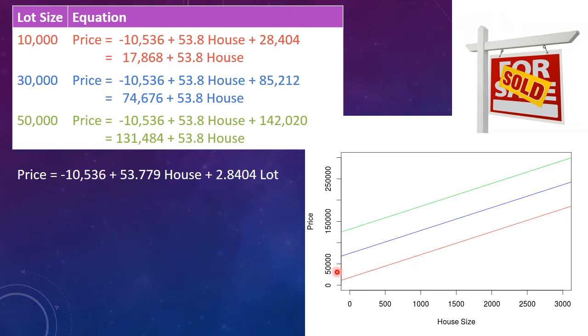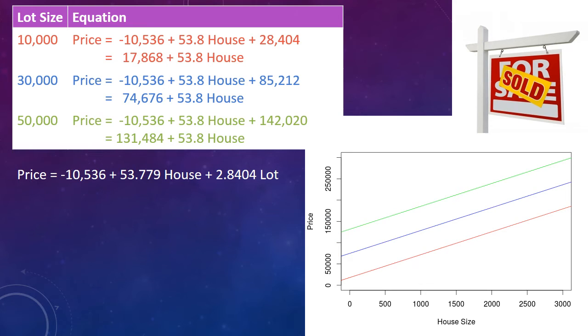Moreover, the distance from the red line to the blue line is the same as the distance from the blue line to the green line. That's because we increased the lot size by the same amount, namely 20,000 square feet, when we went from 10,000 to 30,000, the red line to the blue line, and from 30,000 to 50,000, the blue line to the green line.